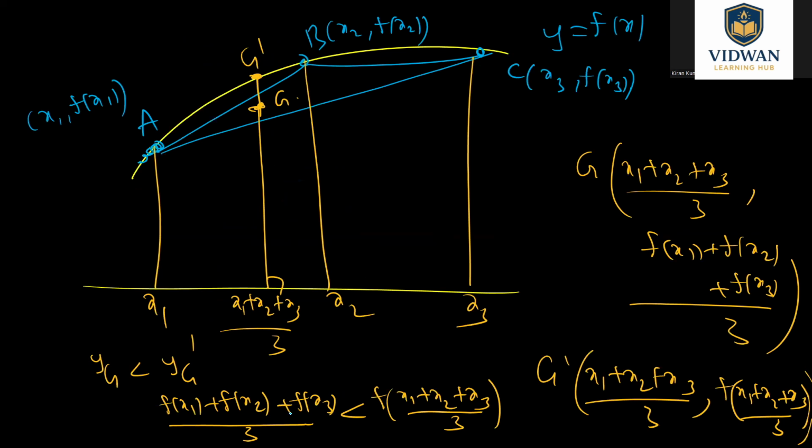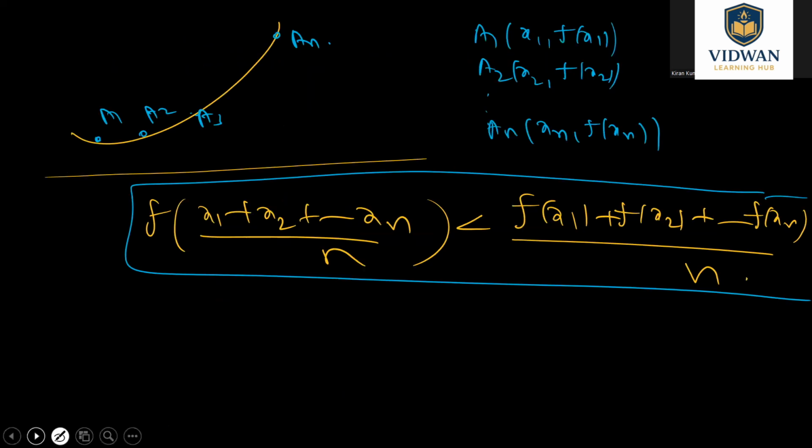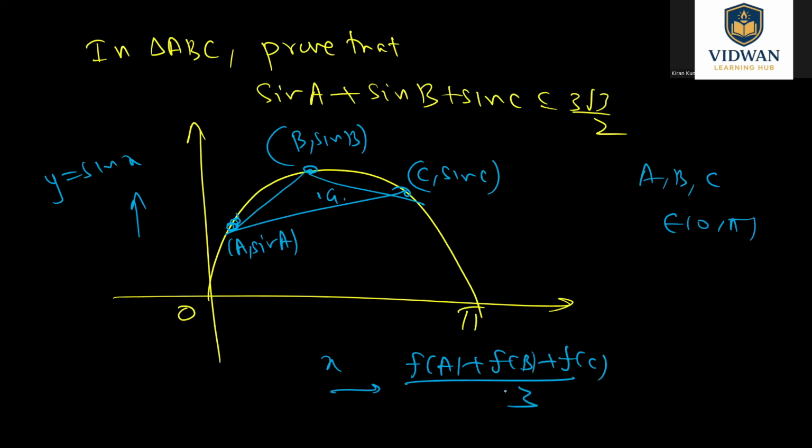So x1, x2, x3 are A, B, C here. So I can directly write f of A plus f of B plus f of C by 3 is less than f of (A plus B plus C) by 3. And you can write the equal to sign when A, B, C are equal. For an equilateral triangle, equal to will happen.